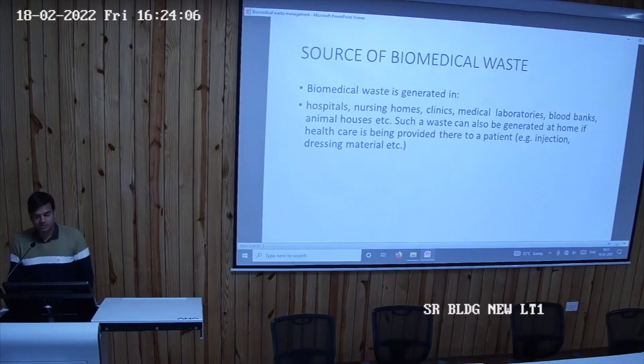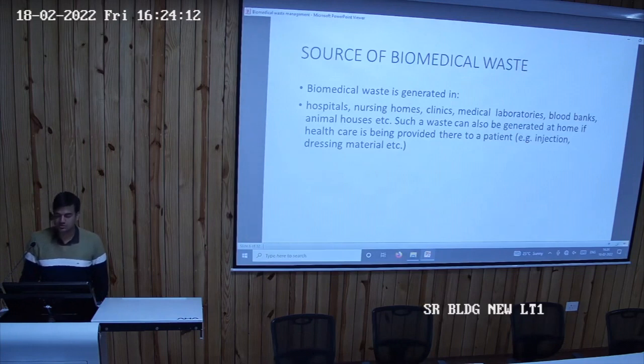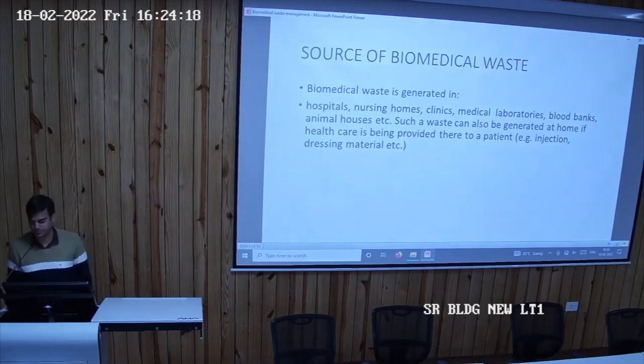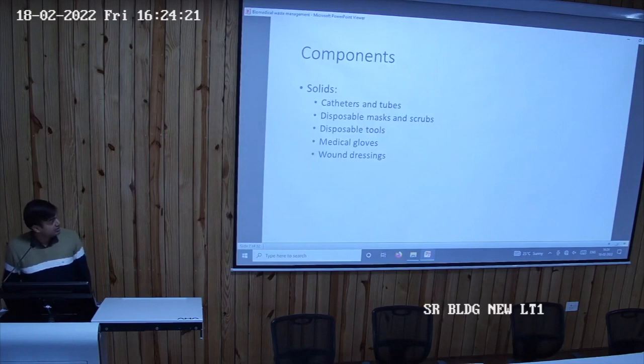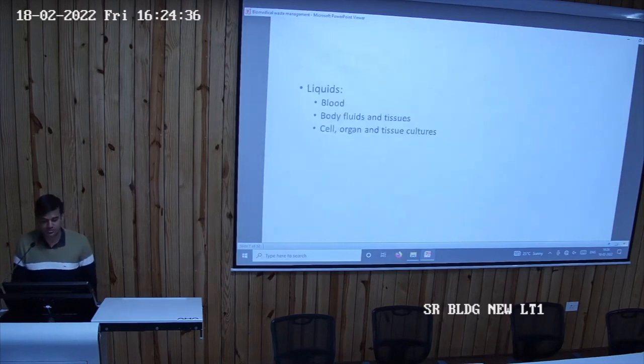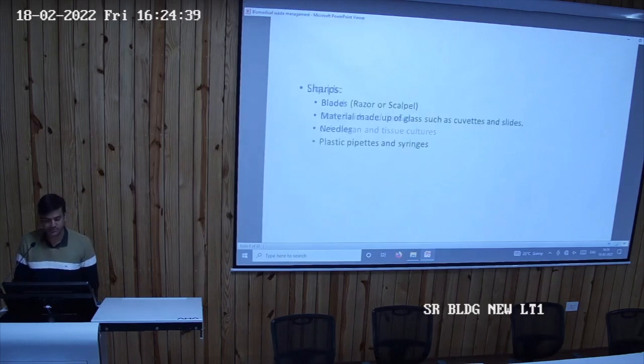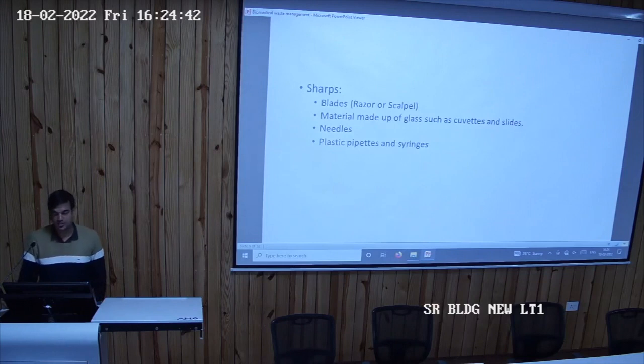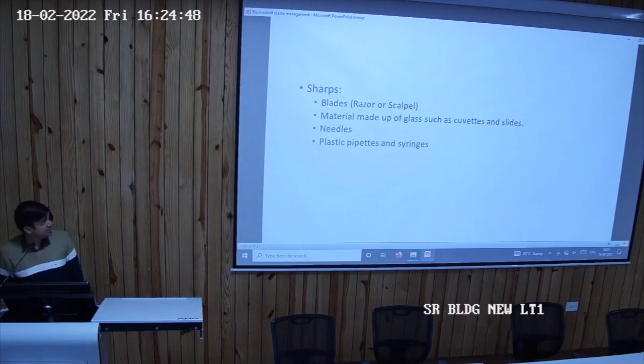So biomedical waste can be generated in a hospital, nursing home, clinic, medical laboratories, blood banks, animal houses, etc. Such waste can also be generated at home if healthcare is being provided there to a patient. In biomedical waste, the things which can be there are solids like catheters and tubes, disposable masks and scrubs, disposable tools, medical gloves and wound dressings; liquids like blood, body fluid and tissues, cell, organ and tissue culture; sharps like blades, either razor or scalpel, material made of glass such as cuvettes and slides, needles, plastic pipettes and syringes.